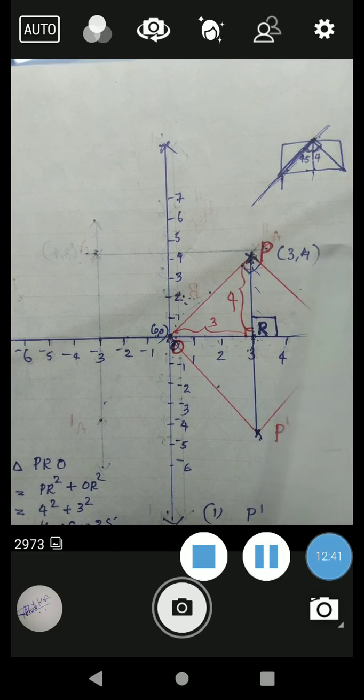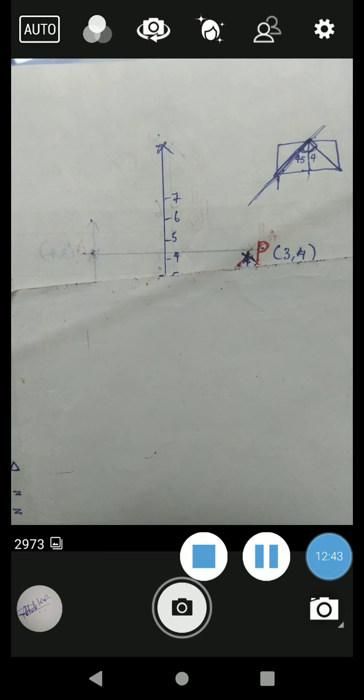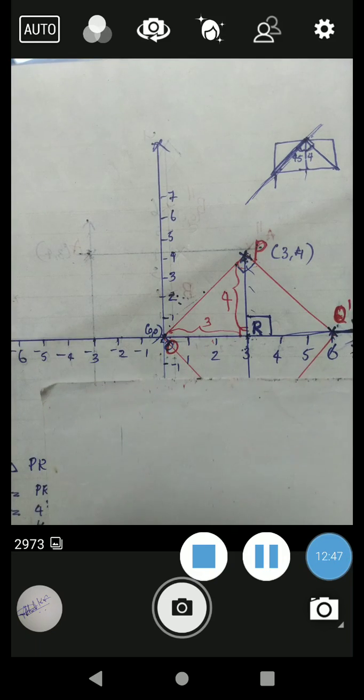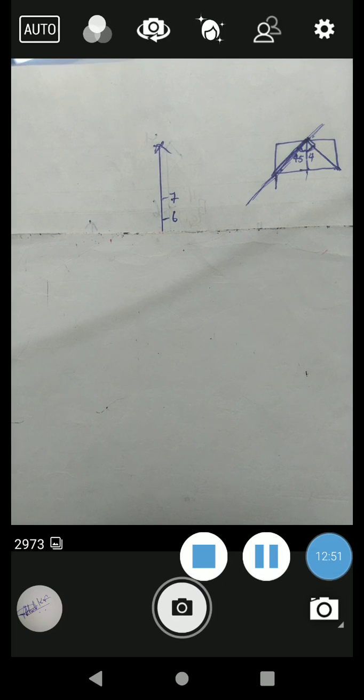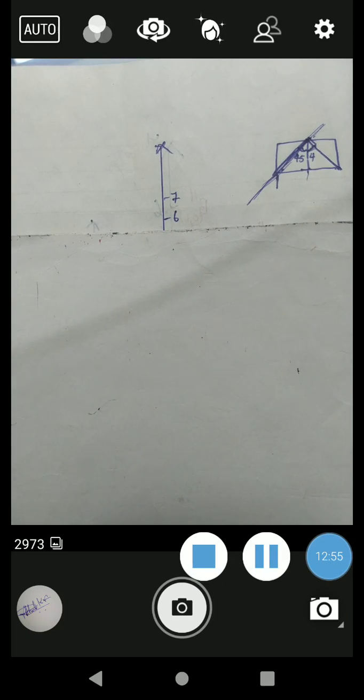Now question number 10. The point (5, 3). Sorry, question number 11. The point P (3, 4) is reflected to P dash in the x-axis and O dash is the image of O when reflected in the line PP dash. Write the coordinates of P dash and O dash.